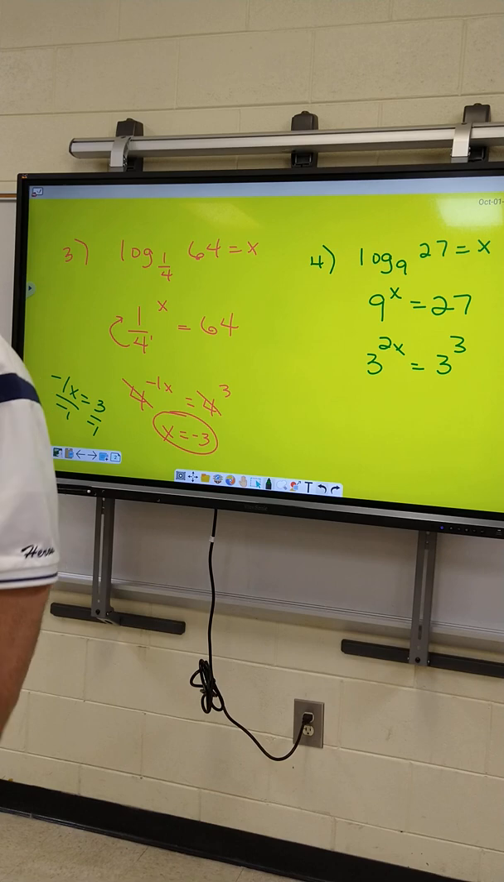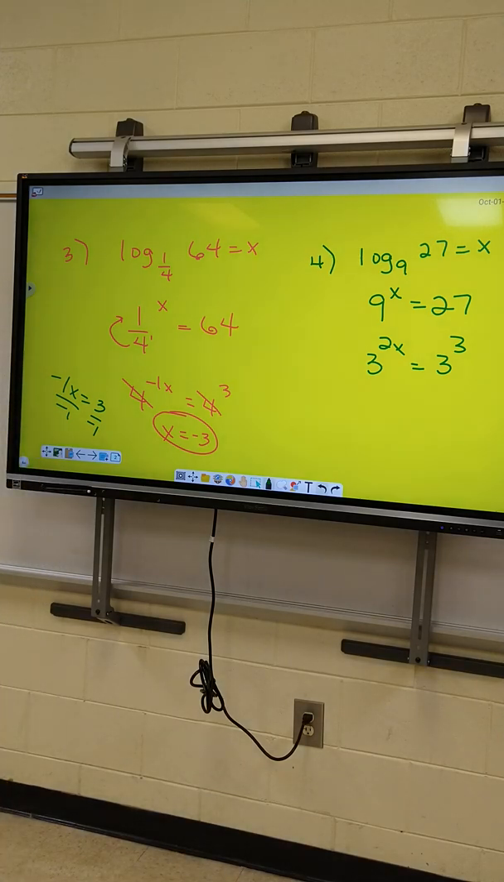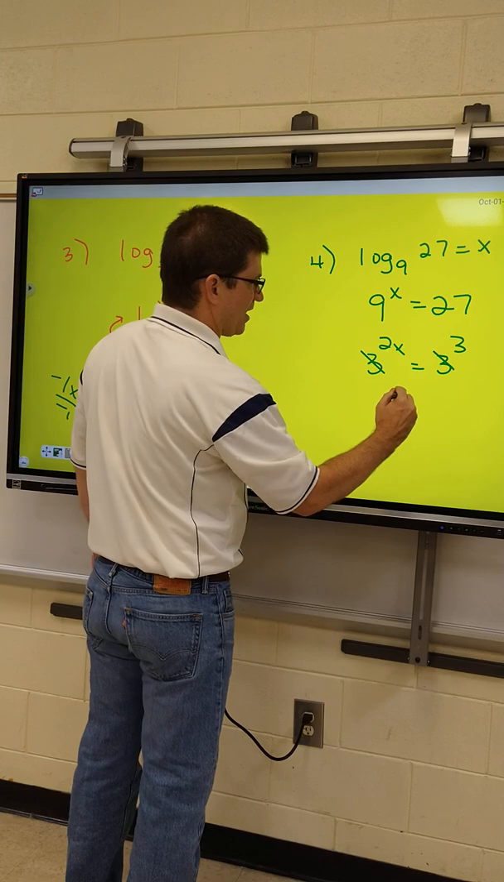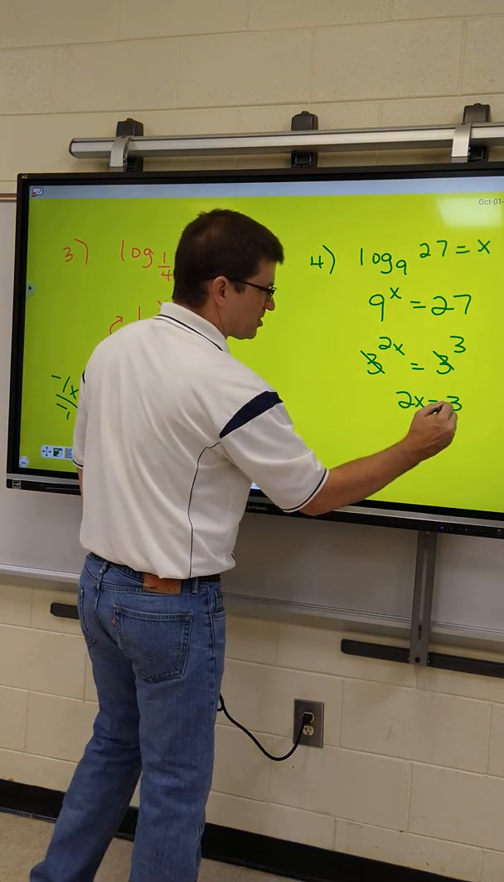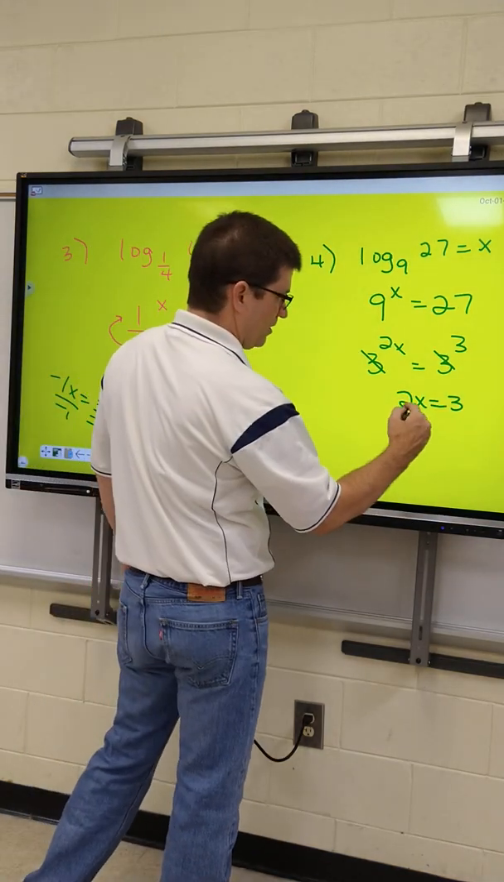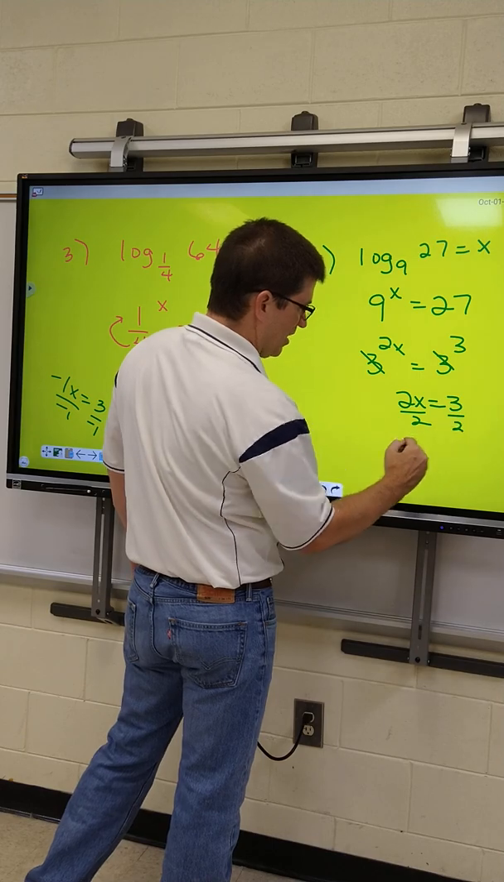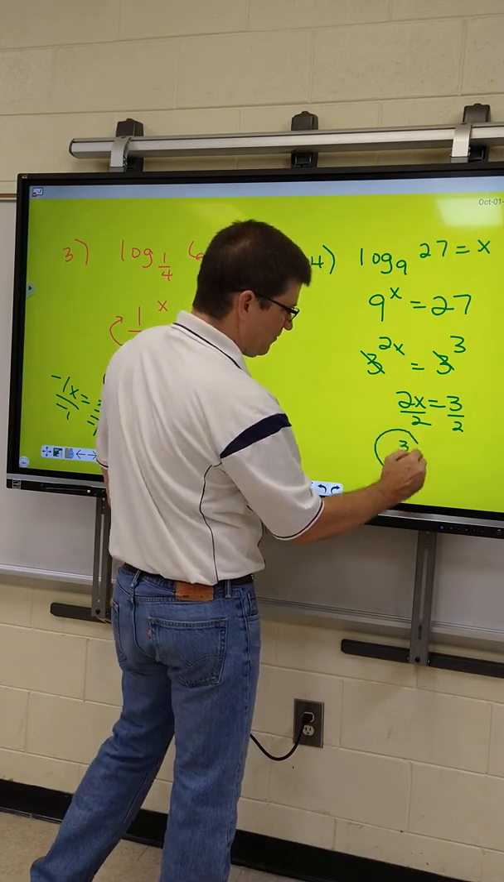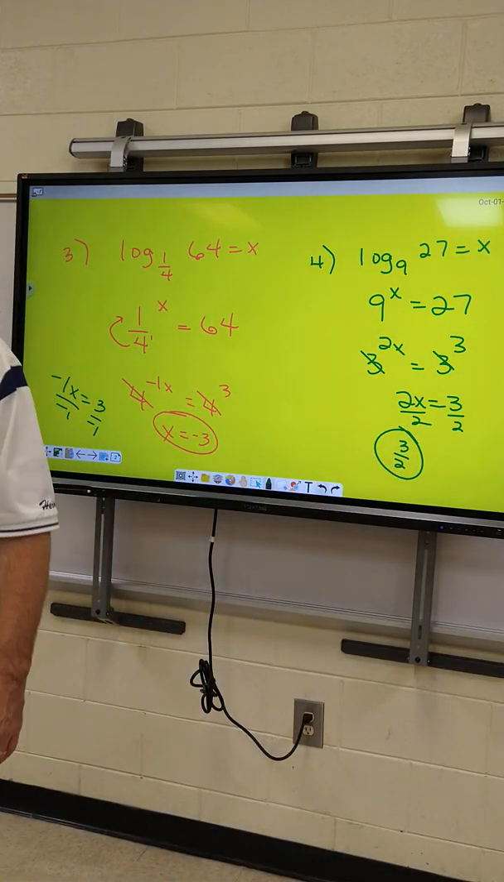All right, work it out now. So if I leave these exponents on the board, it should make it a lot easier and a lot faster for you. All right, so we mark out the 3's. I got 2x equals 3. What's my answer going to be? Divide by 2. So the answer is 3 over 2. And if you divide it, you should have 1.5.